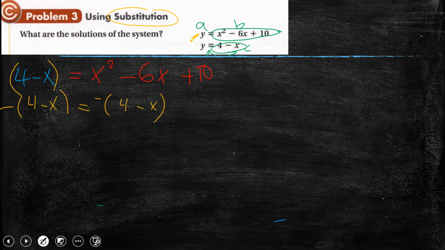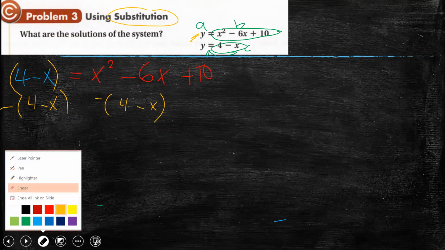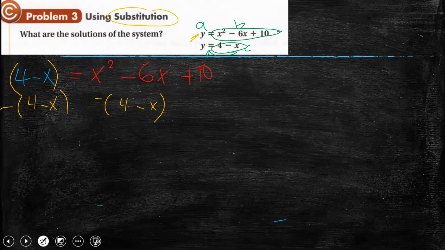Teacher, why did you write it two times? Negative 4 minus x equals... Without minus, yes. Here I just need to move them to the second side. Then 4 minus x minus 4 minus x will be 0.